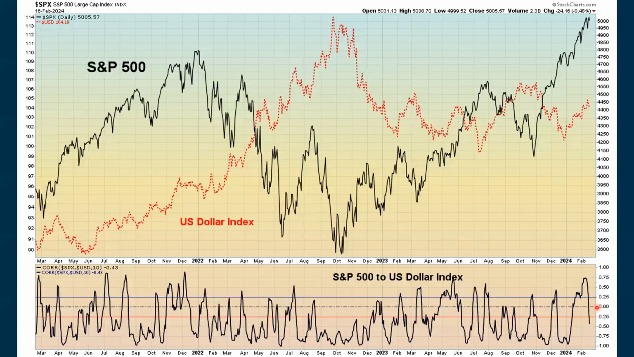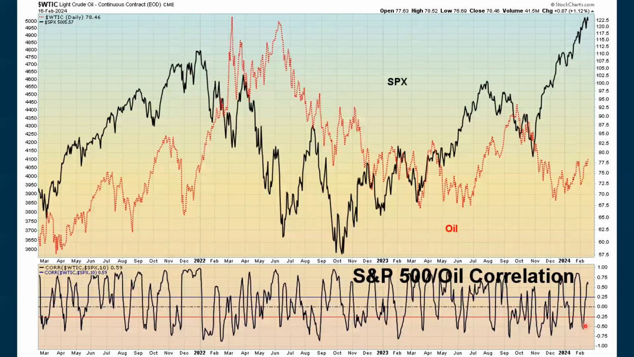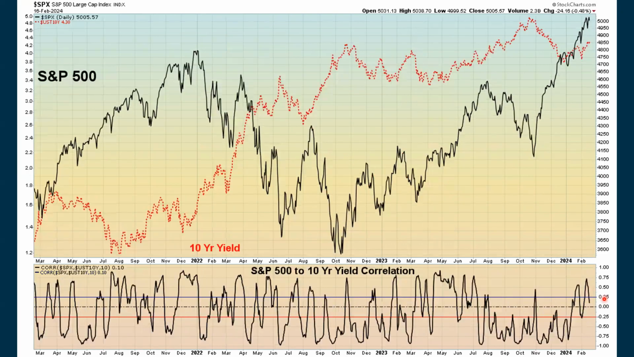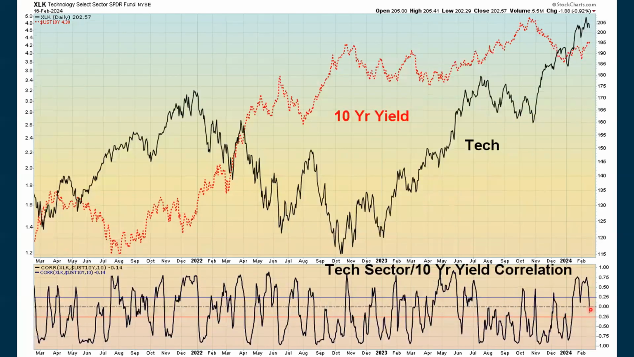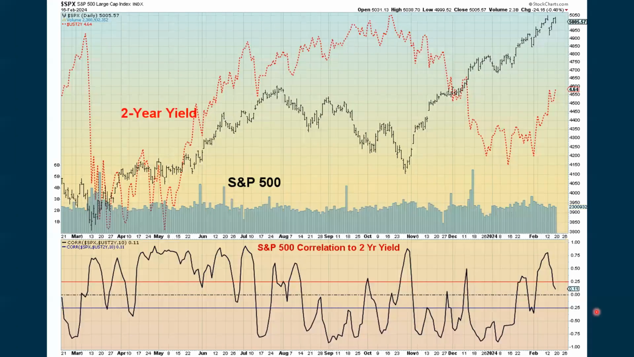Then we look at some correlations between the S&P 500 and the dollar. We're just coming out of getting a neutral reading here, so we're not getting a lot of insight from that. We're seeing where the S&P 500 and the oil are having somewhat of a tendency to go in the same general direction. We're also coming back into a neutral reading with the S&P compared to the 10-year yield. Also neutral when we look at the tech sector compared to the 10-year yield. And also coming into a neutral reading with the S&P to the 2-year yield.